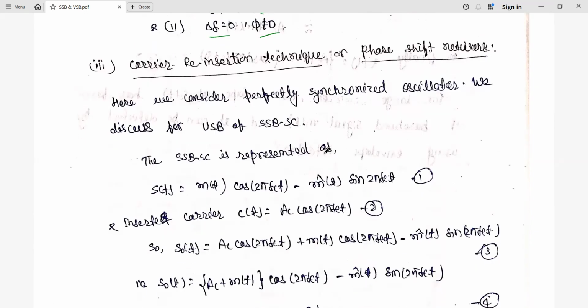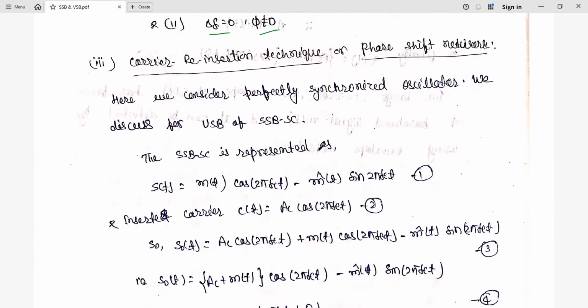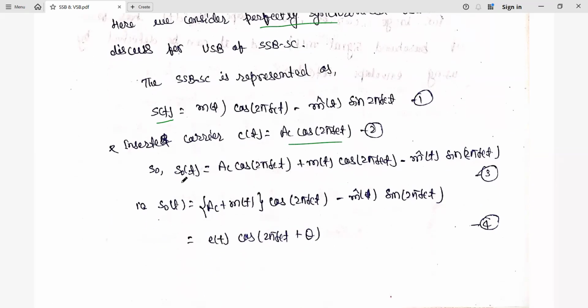The third method is what? Carrier reinsertion technique or phase shift networks. The name itself says carrier reinsertion, meaning the carrier will be inserted here. Again, what is the requirement? A perfectly synchronized oscillator is used here. We have the modulated wave m(t) cos 2 pi fct minus m cap(t) sin 2 pi fct. The carrier signal considered here is Ac cos 2 pi fct, and that is being added to the modulated wave. So we have s0(t), the combination of the carrier signal along with the modulated wave.